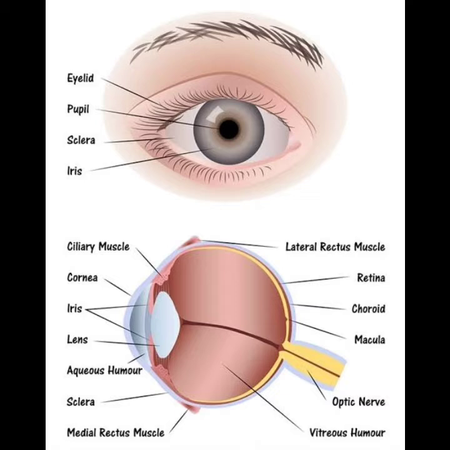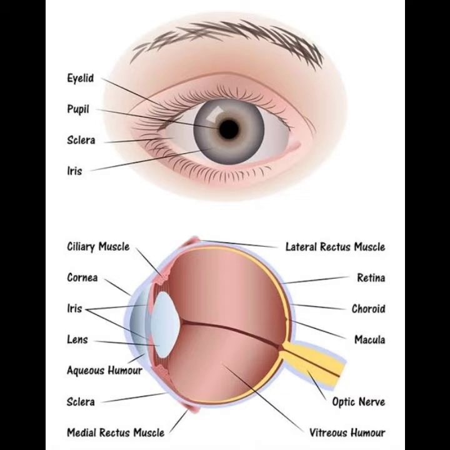Next is the blind spot. At the junction of the optic nerves and the retina in the eye, there are no light sensitive cells. Actually, there are no rods or cones present, due to which no vision is possible at that spot. This is called the blind spot.